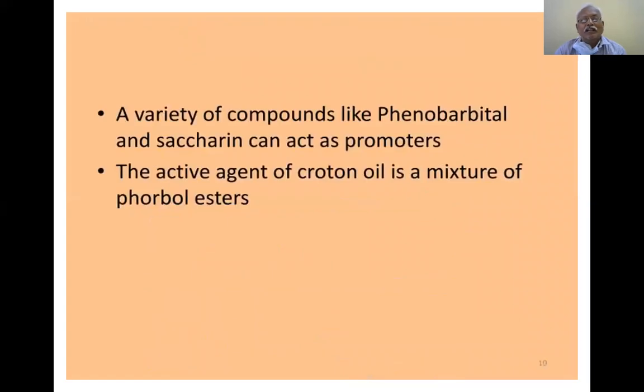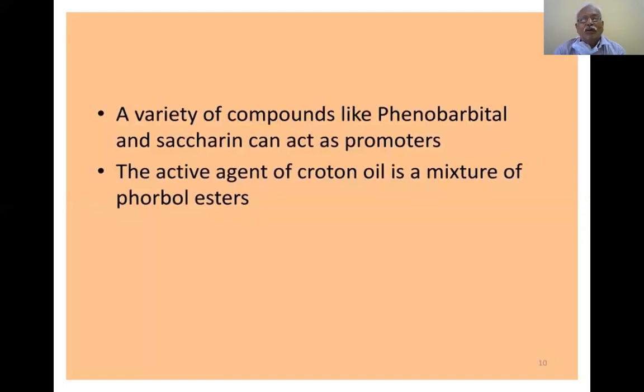A variety of compounds like phenobarbital and saccharin can act as promoters. That's why we don't want to take them. Saccharin is added as an artificial sweetening agent. In the good old days, diabetic people, whenever they wanted to have a sweet at a function in the house, used to have saccharin in place of sugar. Nowadays, since we know that saccharin sometimes acts as a promoter, we are avoiding saccharin and taking other sweetening agents, which are not as dangerous as saccharin.